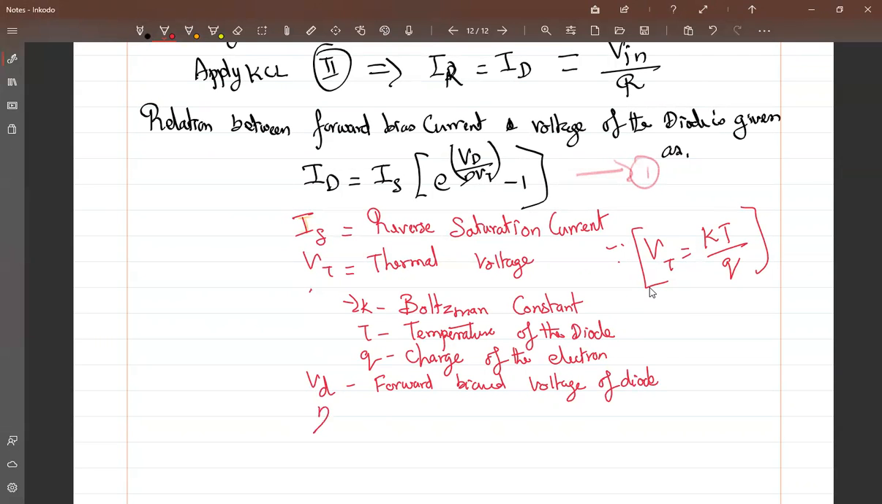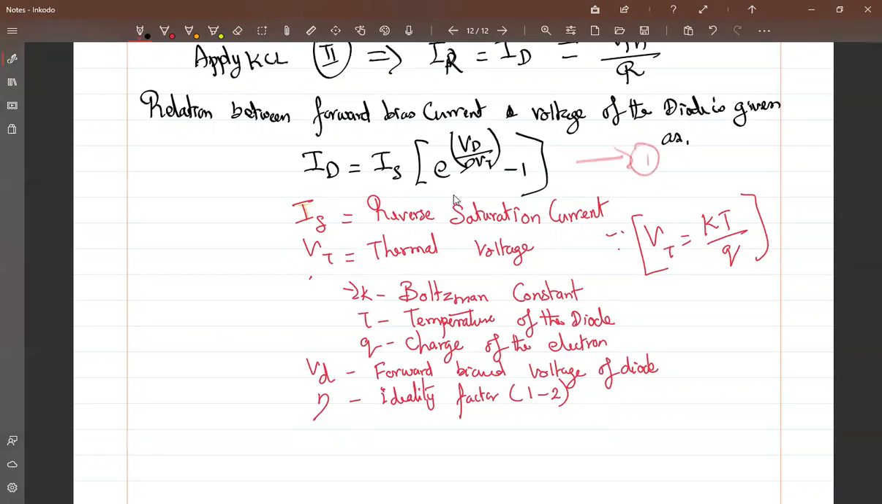Then eta, that is the important thing, the ideality factor. The value of eta will lie from 1 to 2. For a transistor, the ideality factor will be 1. For a diode, it will vary, more than 1. From this, we can consider this diode equation for further purposes. Also, you should know that the ratio e power VD by eta VT will be much greater than 1.